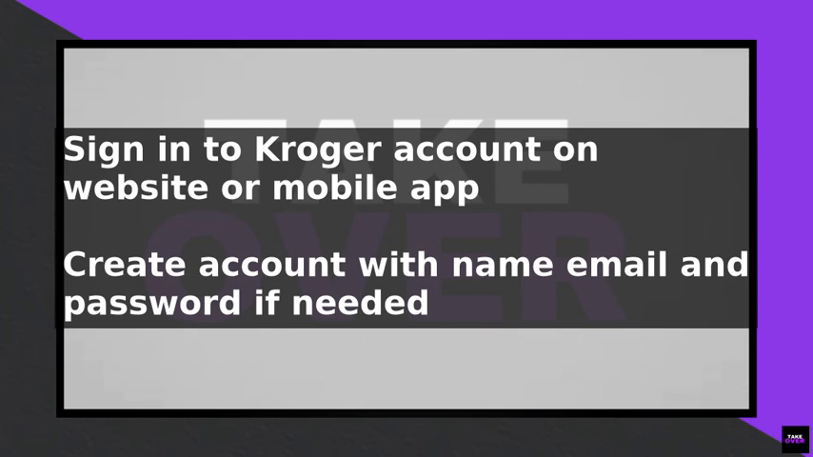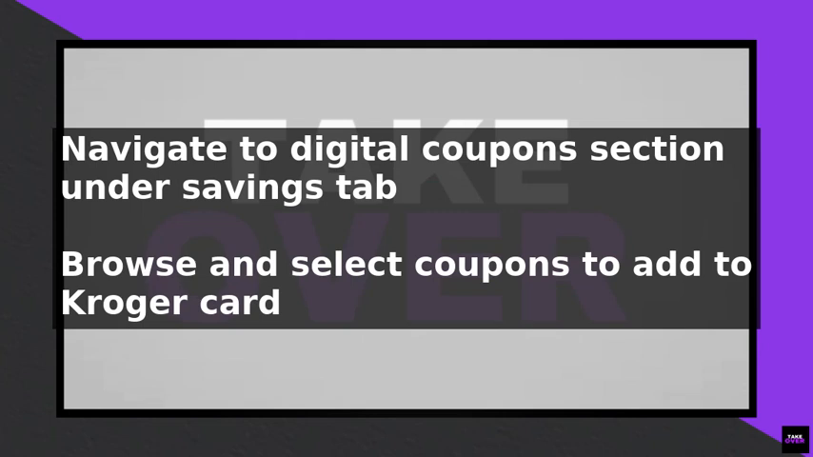Once you are logged in, navigate to the Digital Coupons section, which is usually found under the Savings or Coupons tab. Here you will find a list of available digital coupons that you can add to your Kroger card. Browse through the list and select the coupons you want to use by clicking the Add button next to each coupon. After you have selected the coupons you want to use, they will be automatically linked to your Kroger card.